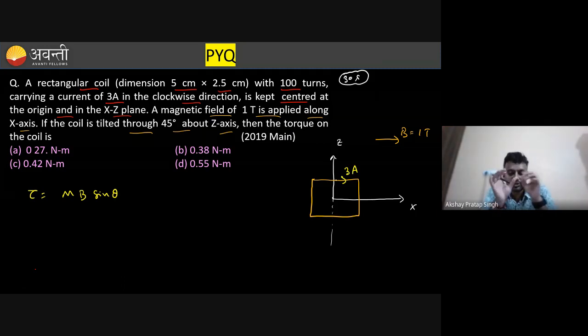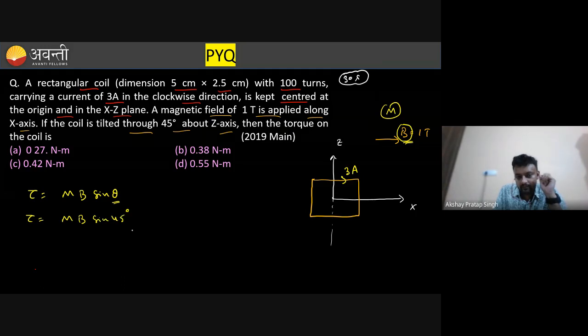Now, if you shift or tilt it, then the angle made between the magnetic field B and the magnetic moment M will also be shifted by 45 degrees, and ultimately the final angle will be 45 degrees. So you can write tau equals MB sin 45. And if you put the values, what is M? M is NIA, you have studied in the previous class. B is the magnetic field, sin 45.